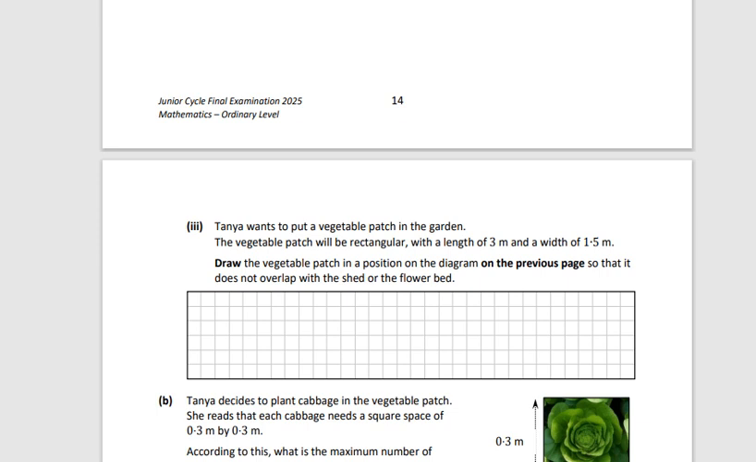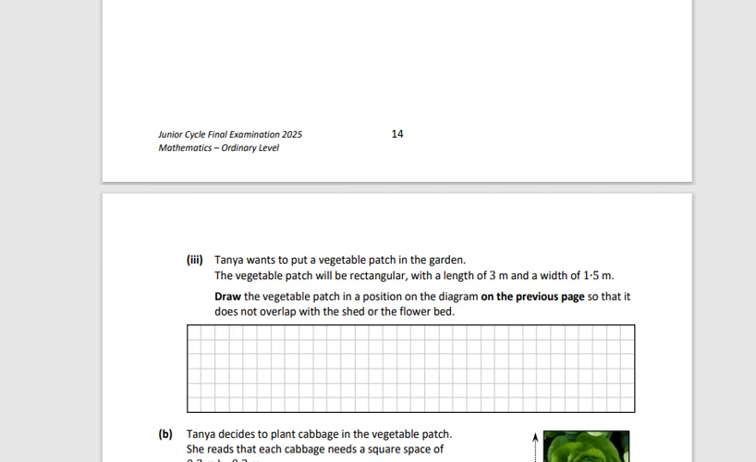Right, she wants to put a vegetable patch in the garden. The vegetable patch will be rectangular with a length of 3 meters and a width of 1.5 meters. Draw the vegetable patch in a position on the diagram on the previous page so that it does not overlap with the shed or the flower bed. So it has a length of 3 meters. Therefore, that would be 6 centimeters when we apply the scale to it. And 1.5 meters would be 3 centimeters on the map.